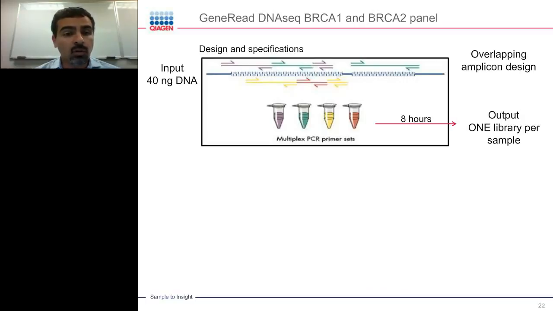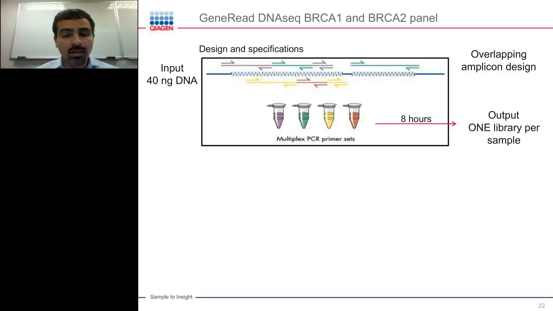So, zooming onto the BRCA1, BRCA2 panel. As I mentioned, this panel is specific to the exonic regions of BRCA1, BRCA2. It has a lot of neat features and benefits. The amount of input DNA needed is very minimal. You only need 40 nanograms of DNA. So, even if you're working with FFPE samples or these other types of samples that yield very low amounts of DNA, you can still enrich for your genes using this panel.